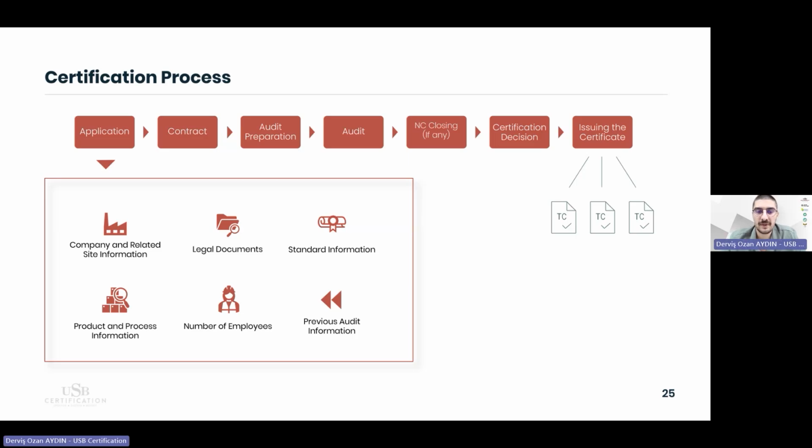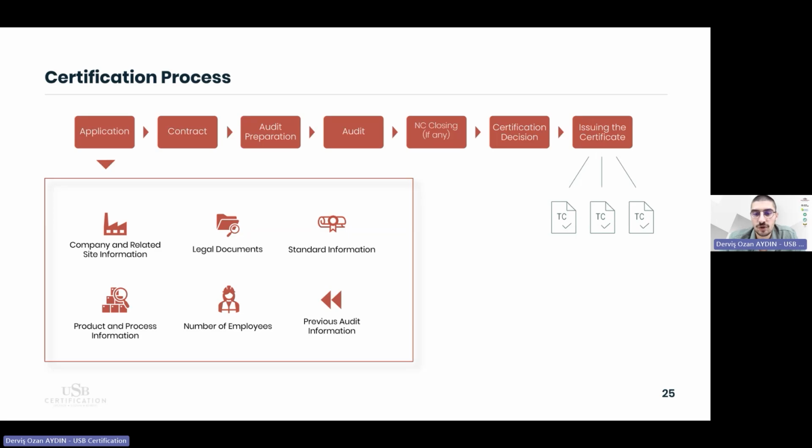So companies have to share the details of what they are going to produce after they are certified. These details can include what the products are and what the ratios of these products are. And also companies have to share the number of employees. For each site, the employee number should be given to the certification body because it directly affects the offer part, which I will talk about in the next slide.